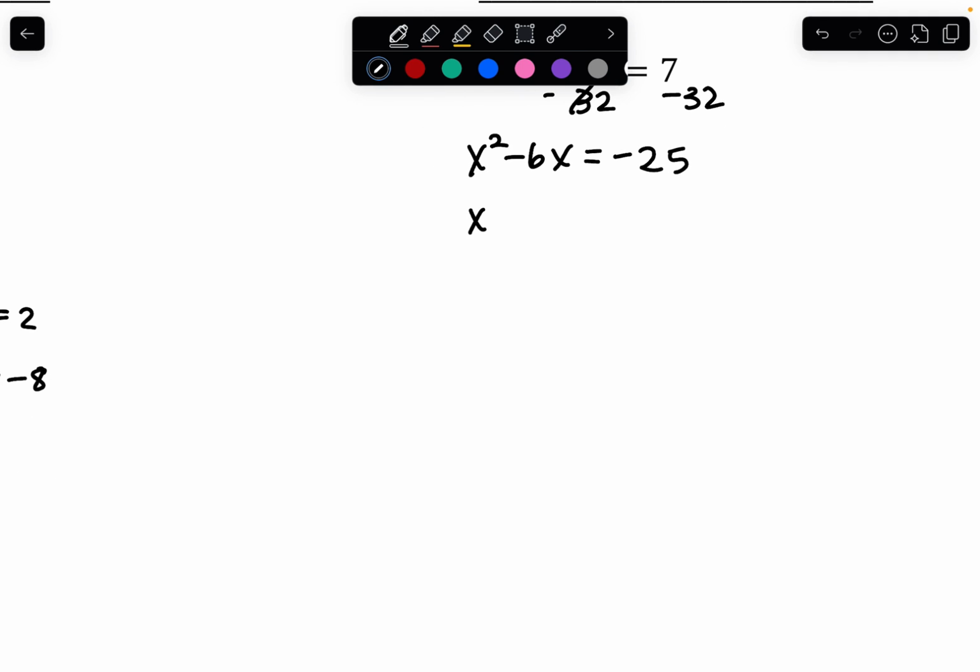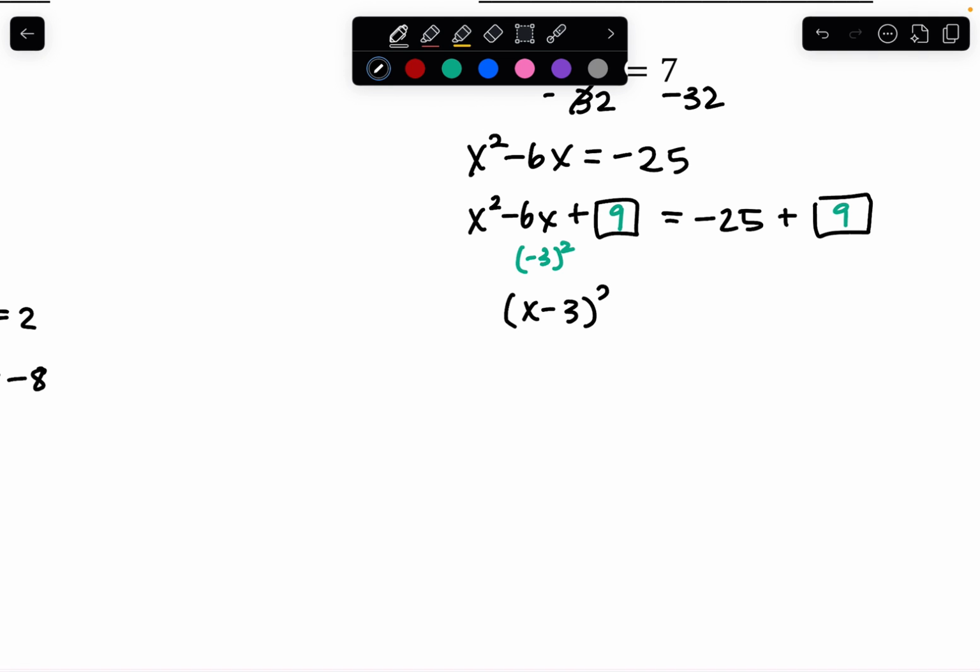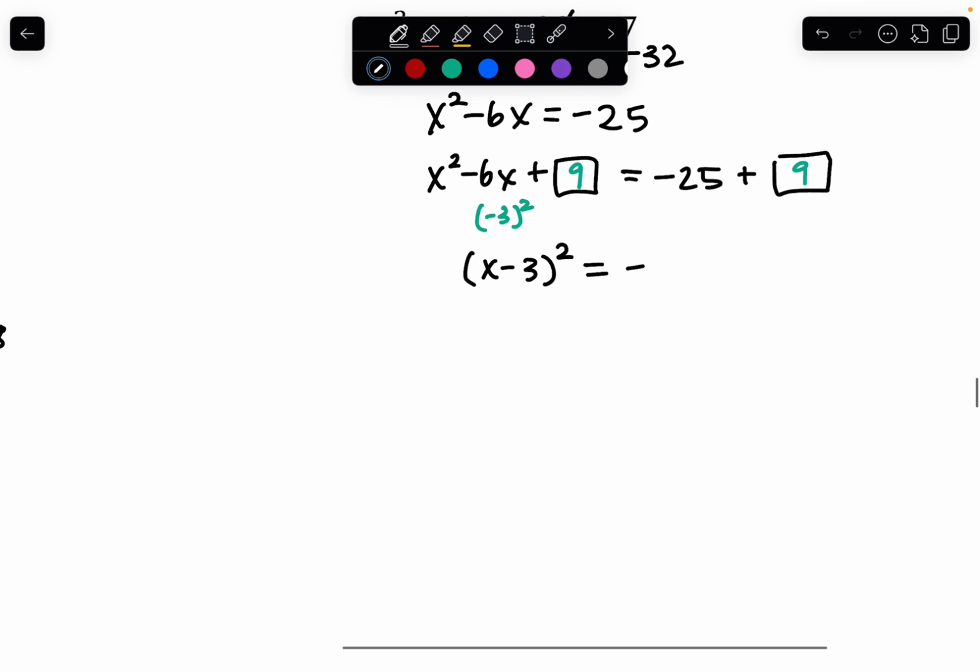And then this is where I add my boxes. Half of b is negative 3, square it, and we get 9. Okay, and so this factors to x minus 3 squared. Negative 25 plus 9 is negative 16.